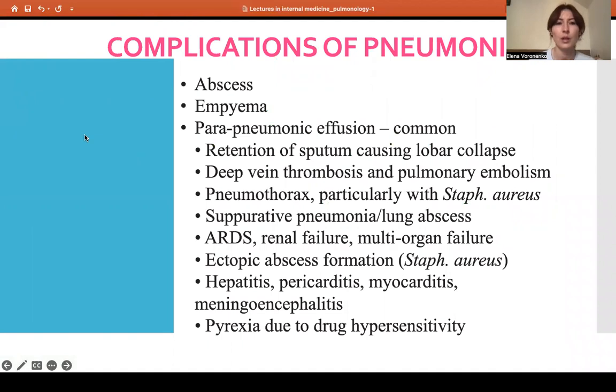Complications of pneumonia: abscess, empyema, parapneumonic effusion, common retention of sputum causing lobar collapse, deep vein thrombosis and pulmonary embolism, pneumothorax, particularly with Staphylococcus aureus, suppurative pneumonia, lung abscess, ARDS, renal failure, multi-organ failure, ectopic abscess formation, hepatitis, pericarditis, myocarditis, meningoencephalitis, pyrexia due to drug hypersensitivity.